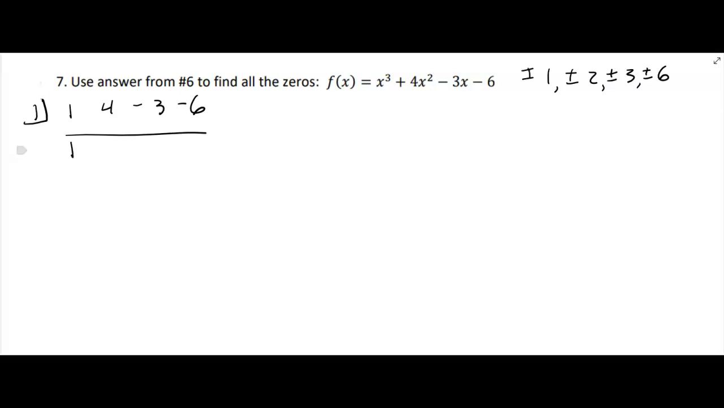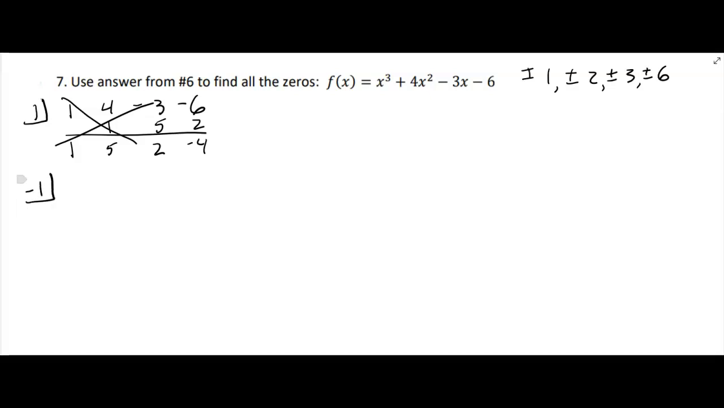Okay, bring the 1 down. 1 times 1 is 1. 1 and 4 is 5. 5 times 1 is 5. -3 and 5 is 2. 2 times 1 is 2. That didn't work. It needs to turn out to be a 0 in order for it to be a 0. So that one didn't work. Darn. Okay, let's try -1.